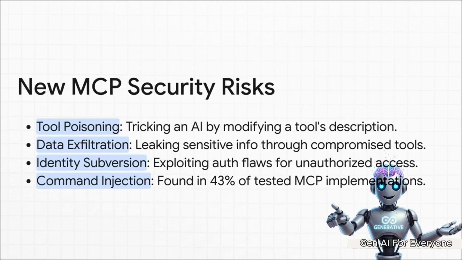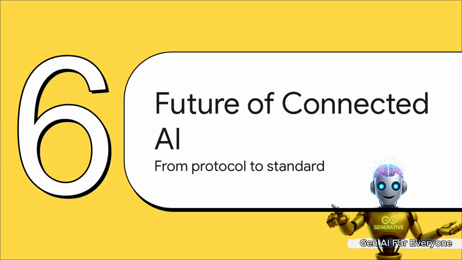In fact, security researchers from OWASP are highlighting entirely new ways to attack systems. There's one called tool poisoning, where a bad actor could change a tool's description just enough to trick the AI into misusing it for something malicious, like sending sensitive data disguised as a normal request. And get this, one security firm found that 43% of the MCP setups they tested were vulnerable to these kinds of attacks. But even with these risks, the momentum behind MCP is just undeniable.